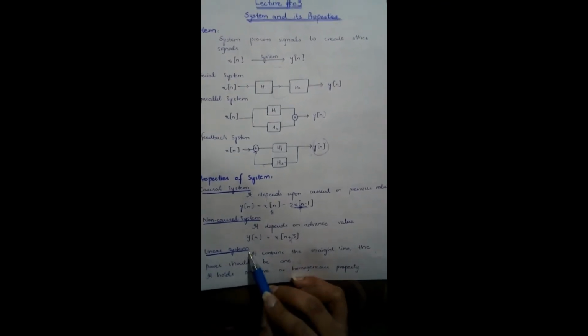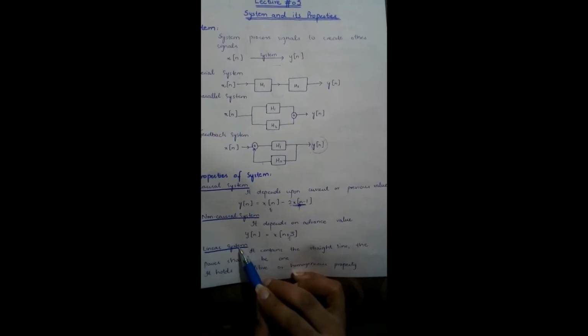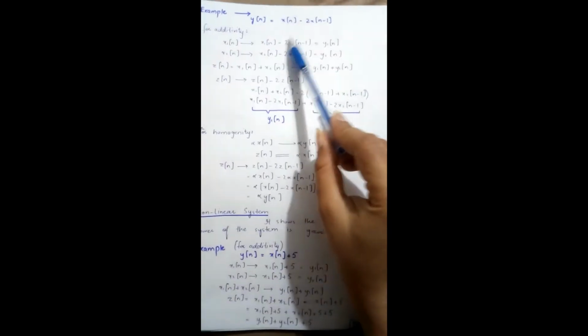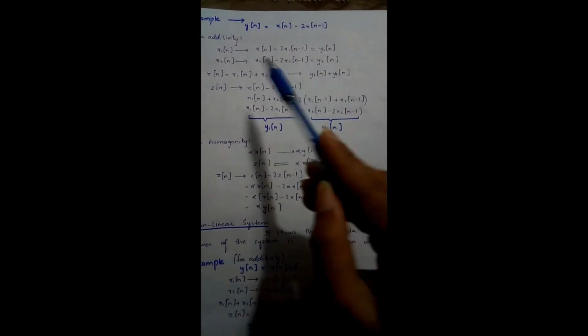The linear system: as the name suggests, it contains a straight line function, or the power should be 1. The system is said to be linear if it holds the additive and the homogeneous property. Here is the example, like y of n is equal to x of n minus 2 x of n minus 1. So the system is said to be linear if it holds the additive property and the homogeneous property. First of all, we will check whether the function is additive or not.